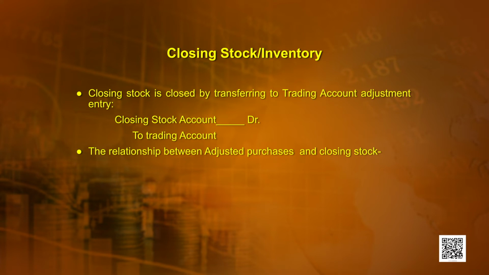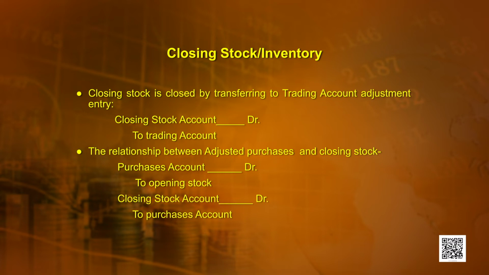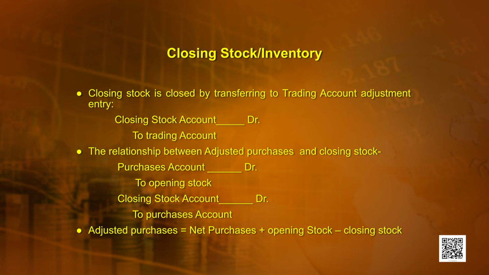The relationship between adjusted purchases and closing stock. Purchases account debited to opening stock and closing stock account debited to purchases account. Adjusted purchases is equal to net purchases plus opening stock minus closing stock. Closing stock is accounted in the final accounts as follows: A, on the credit side of trading account; B, on the asset side of the balance sheet as current assets.